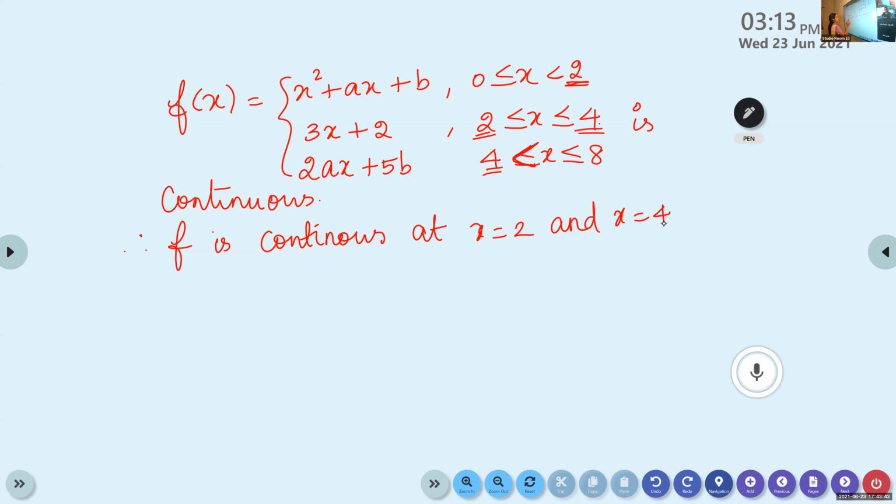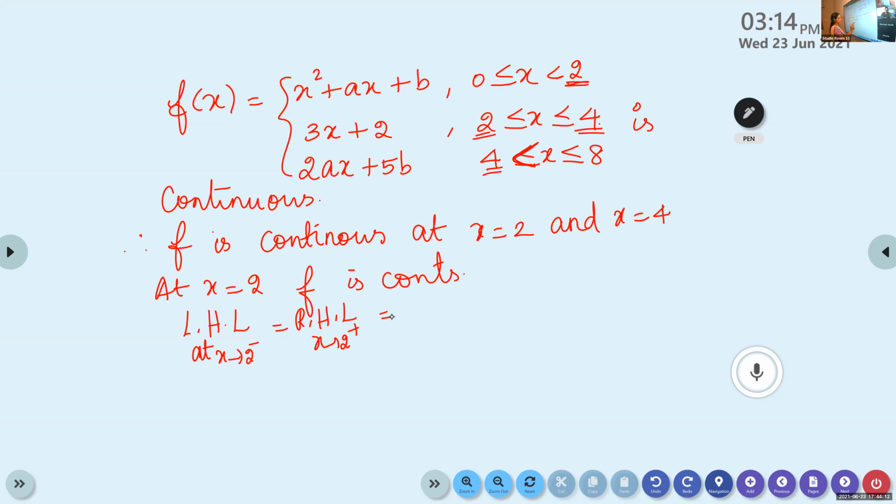Now you take the point x is equal to 2. At x is equal to 2, f is continuous. Therefore, at 2, less than 2 and greater than 2, the function is split, so I'm going to take the left limit and right limit. The left hand limit as x tends to 2 minus will be the same as the right hand limit as x tends to 2 plus, which is equal to f of 2.